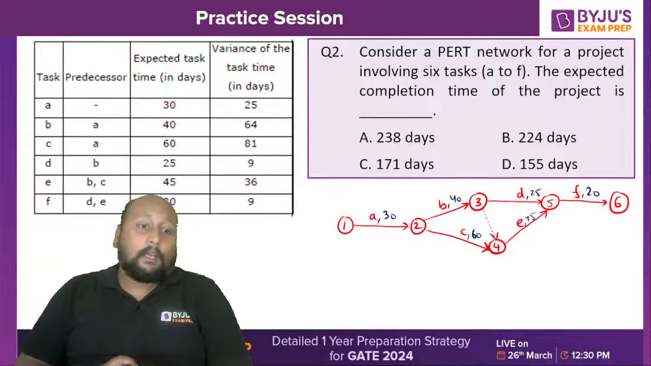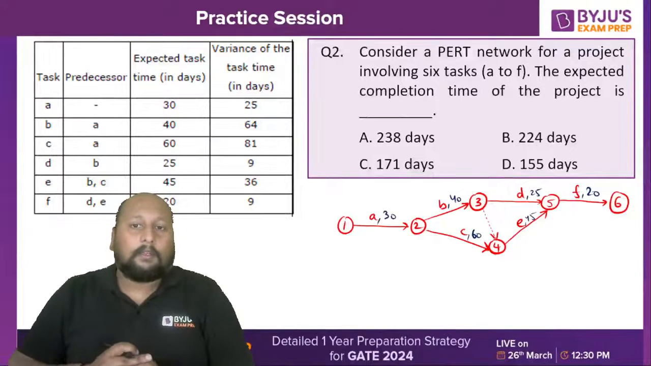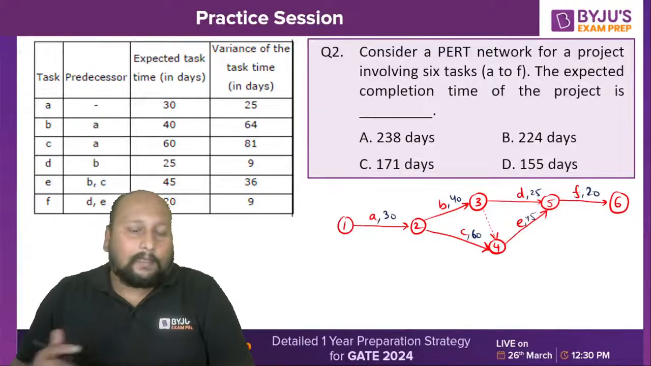Option A. Very good, Google. Very good. What is the network? What is the critical path? Which task is lying on the critical path? Tell me in the comment section.